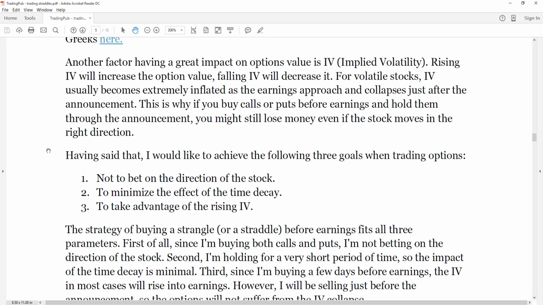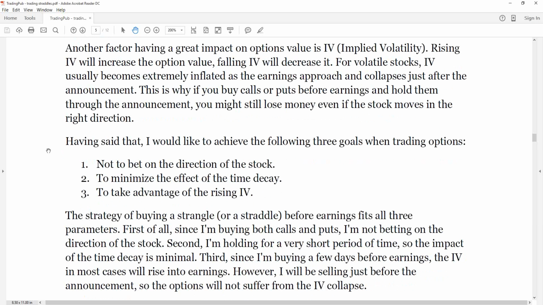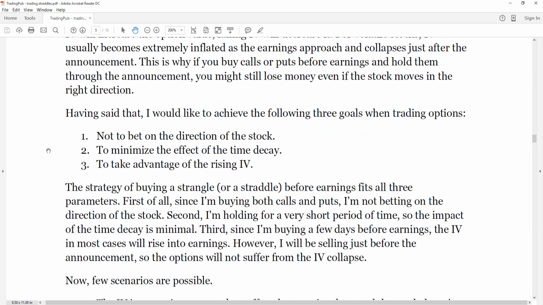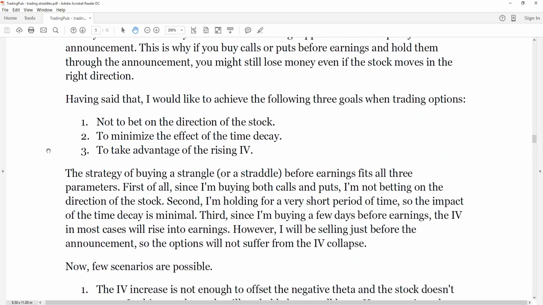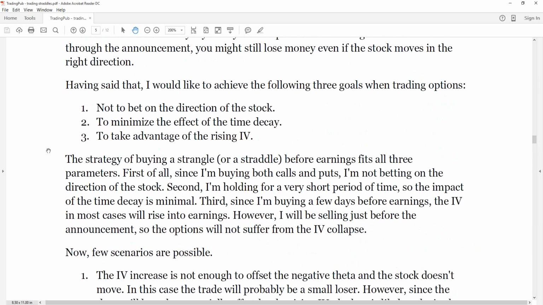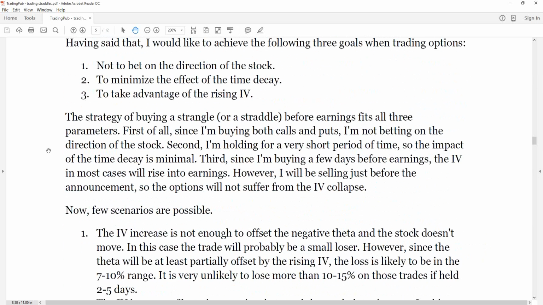So basically, when I started to trade options, like probably most beginners, I started with buying puts and calls as well. But over time, I came to the conclusion that to decrease my risk, I would like to achieve the following 3 goals when trading options. I don't want to bet on the direction of a stock. I want to minimize the effect of the time decay, and I want to take advantage of the rising IV. And the strategy of buying a strangle or a straddle before earnings fits all 3 parameters perfectly.